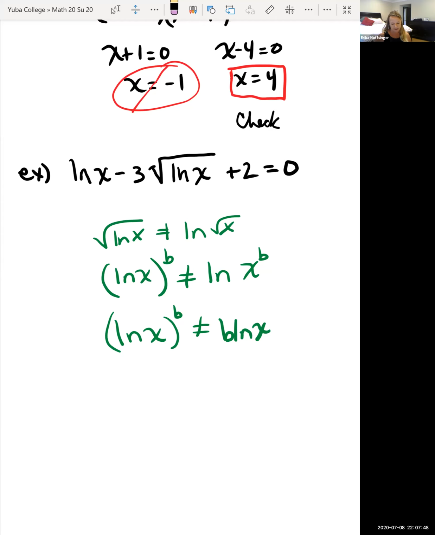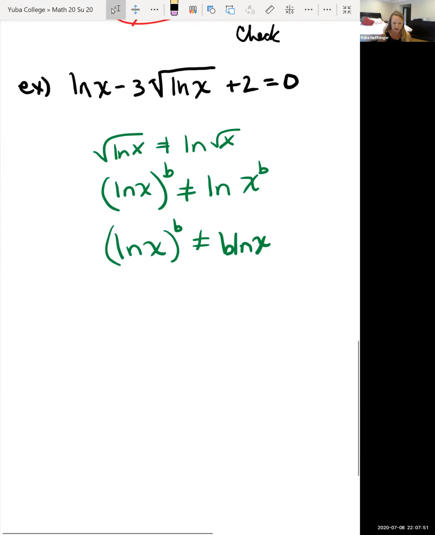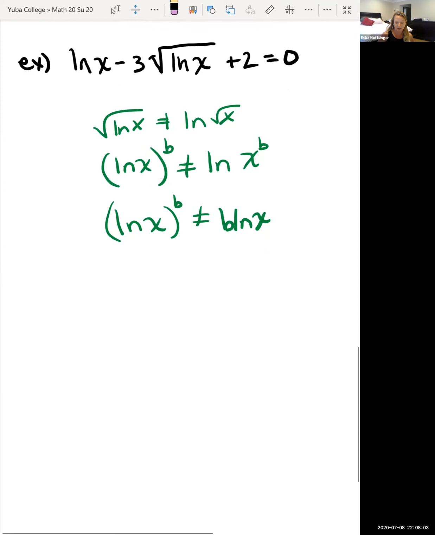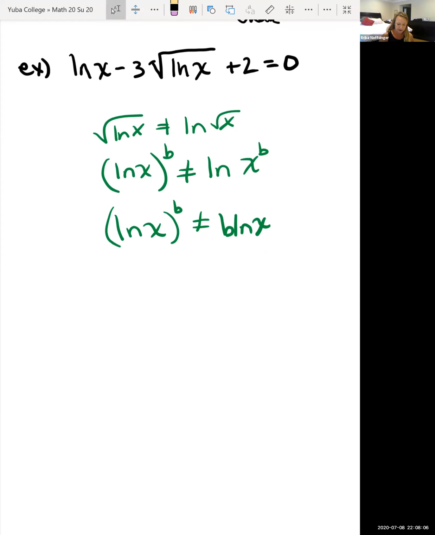Okay, so knowing that, let's rewrite this a little bit. And I noticed that this actually can be rewritten in quadratic form by using some substitution. So kind of similar to what we had done at the beginning of the semester, except now we're going to have to manipulate it with logs. So here we have a natural log of x minus a 3. I'm going to rewrite this as a natural log of x, all raised to the 1/2 power plus 2 equals 0.